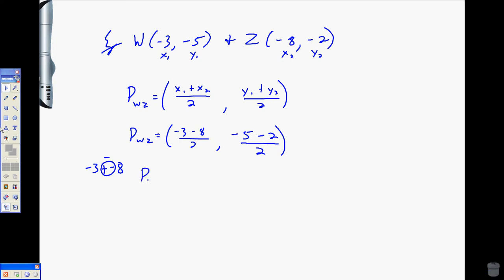Carry on. Negative 3 minus 8 is negative 11 because they're the same signs. I'm going to add the numbers, divided by 2. Comma. Negative 5 minus 2 is negative 7 over 2. Same signs. Add them and keep the sign. So the midpoint between W and Z is, to plot them, I need to know that that's negative 5.5 and negative 7 over 2 is negative 3.5. That's A-OK in my world.